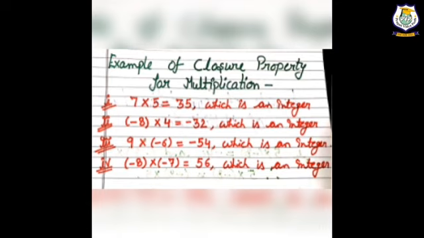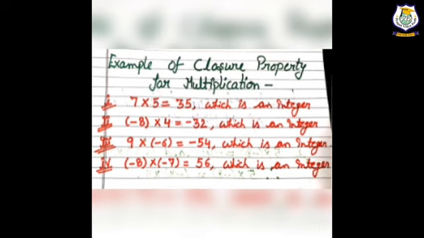Example of closure property of multiplication. In the first example, we will multiply 7 × 5, which is equal to 35, where 35 is also an integer. It means the product of two integers is also an integer. In the second example, we will take -8 × 4, which is equal to -32, which is also an integer.